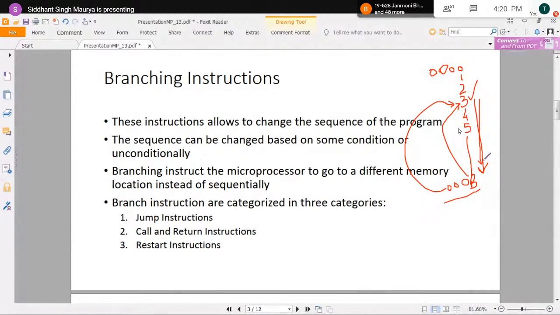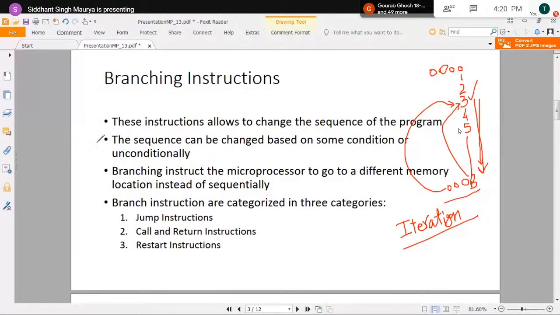This example is a kind of iteration, you can understand. It is called iteration. This particular thing, not all the branching operations are iterations, but this operation can be called an iteration. 1 time, 2 times, 3 times, 4 times, 5 times, 6 times, and like this. Alright.